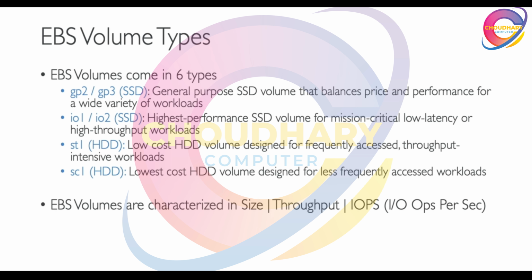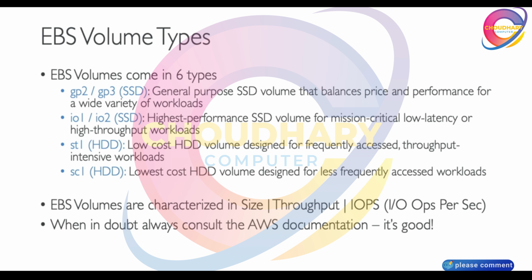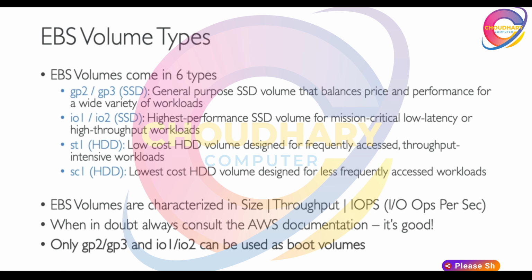Now, how do you define an EBS volume? Well, you can have several factors, for example, size, throughput, and IOPS, which means I/O operations per second. And obviously, when in doubt, always consult the documentation. Now, for your EC2 instances, only GP2 and GP3 and IO1 and IO2 can be used as boot volumes. That means where the root OS is going to be running.